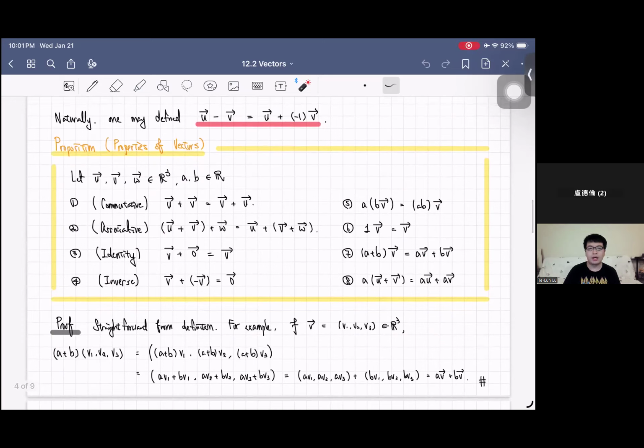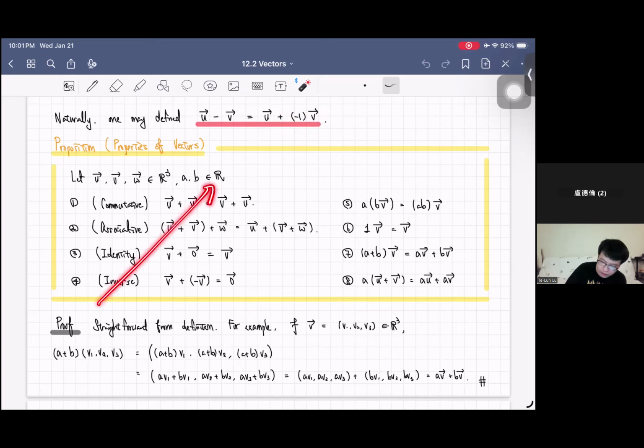And naturally, one can define the subtraction of vectors via what we just defined. The subtraction u minus v is basically u plus minus v. So we have defined what a scalar multiplication is, which gives another new vector, and we have defined addition. That's basically everything.